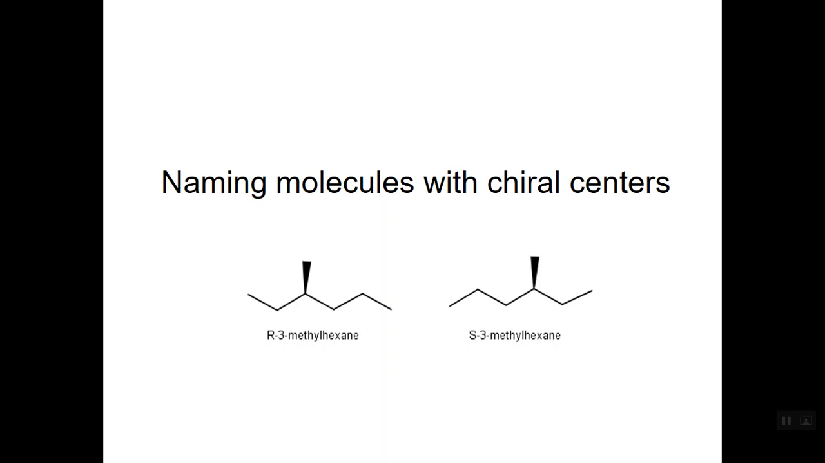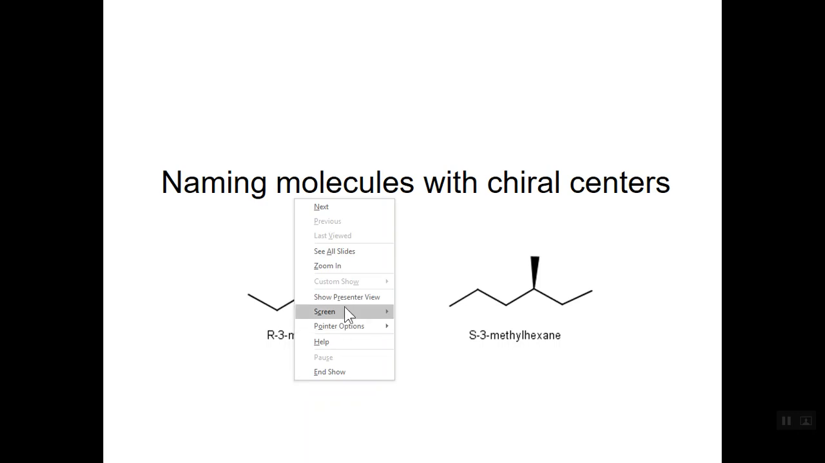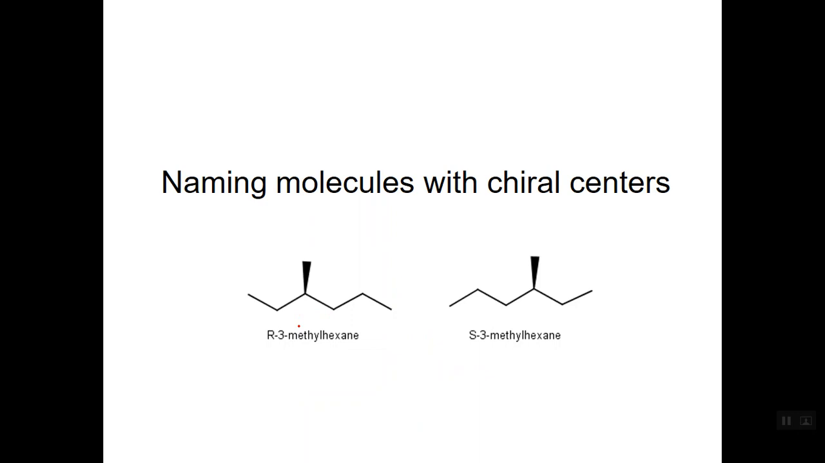So let's look at how to name molecules with chirality centers, or as I've written here, chiral centers. You'll also hear them referred to as stereogenic centers. They've got lots of names, they're important. One thing to remember is that most of the name of our stereoisomers is the same. We have 3-methylhexane, and 3-methylhexane over here. The only thing that's different is this little letter in the front, and this tells us which enantiomer we are talking about.